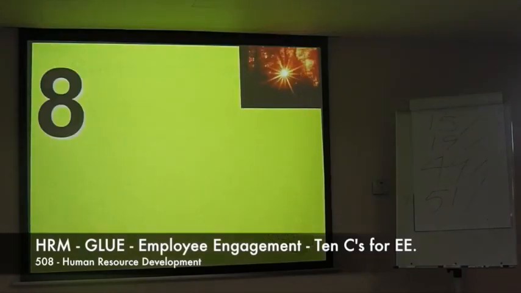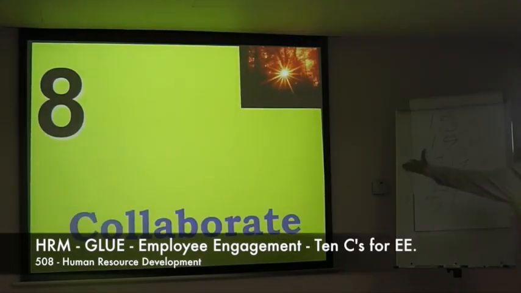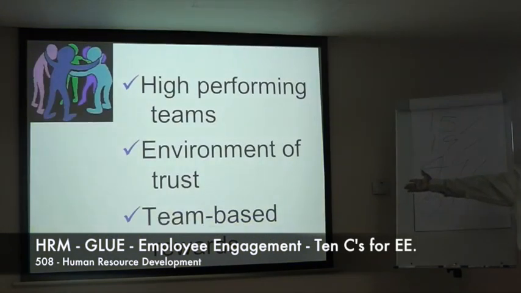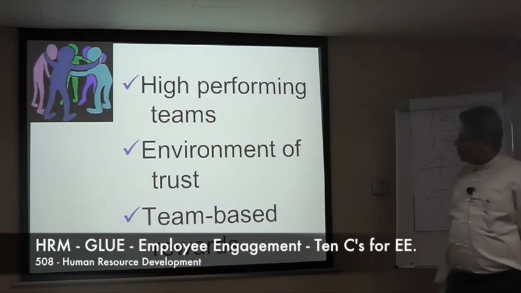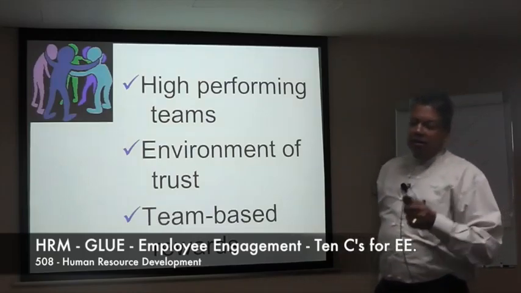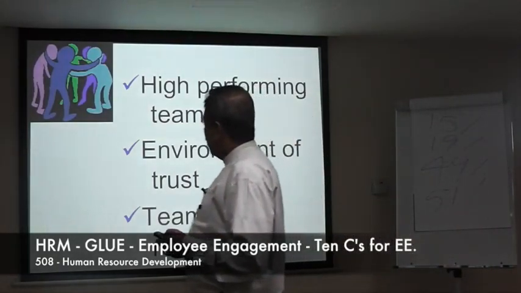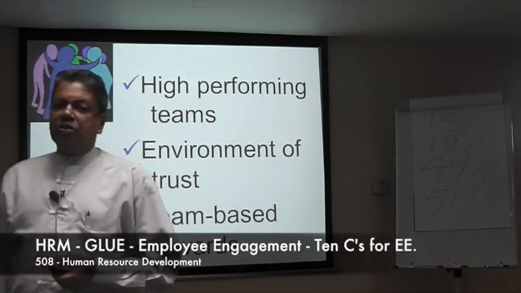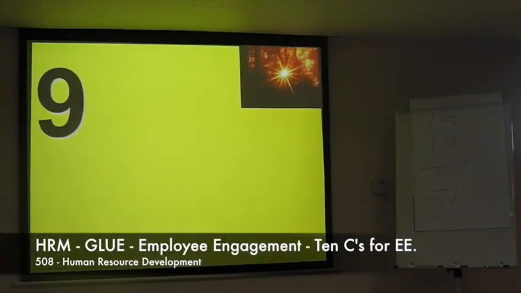Are we clear? See number 8, read out loud. Collaborate. It's about all teaming. What is the first point? High performance teams. Second point? Environment of trust. Third point? Team-based rewards. It's all teaming together. How are you doing it? Just give some marks out of 5.